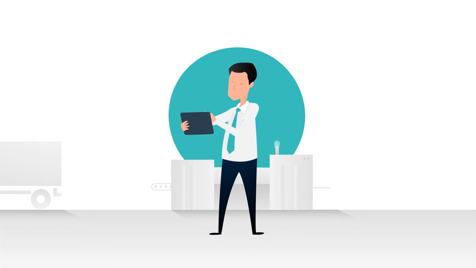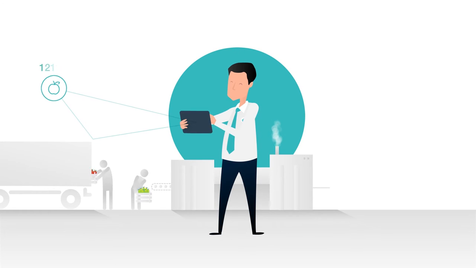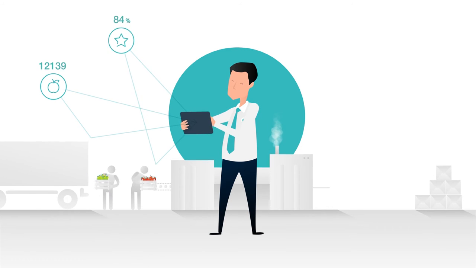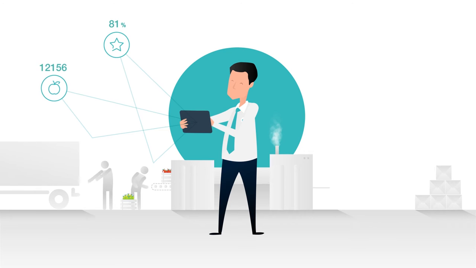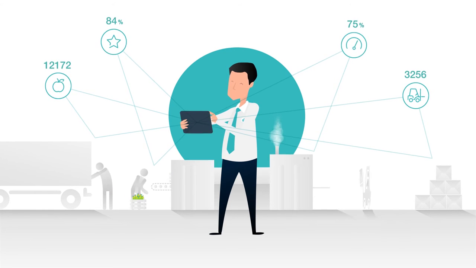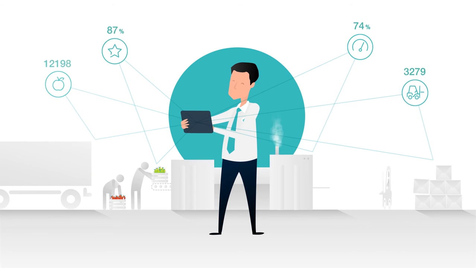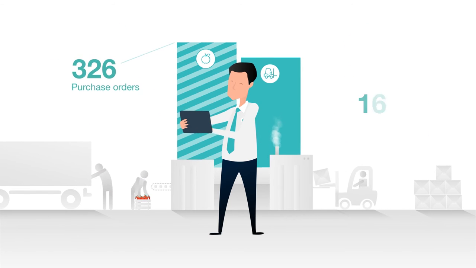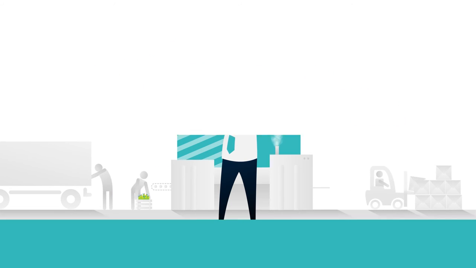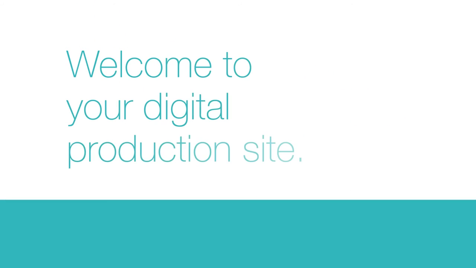His virtual warehouse keeps track of all fruits, giving an exact overview of its inventory, fruits, and quantities at all stages of his production. New orders are inserted directly into the system, keeping track of what has been packed and delivered and how, from purchase orders to sales orders. So Fritz produces only what is needed. Welcome to your digital production site.